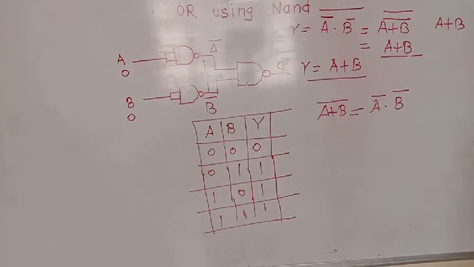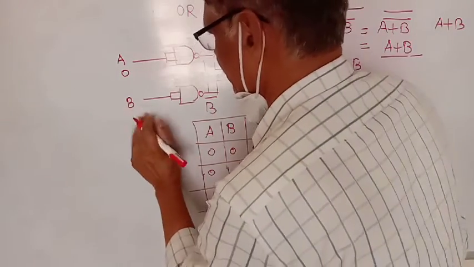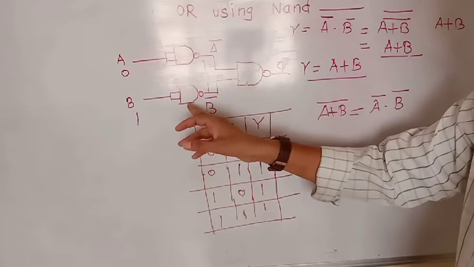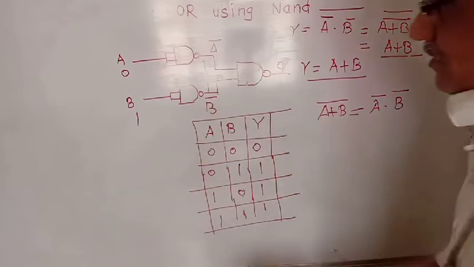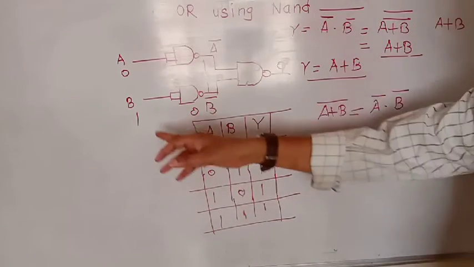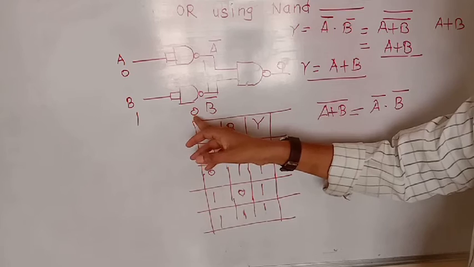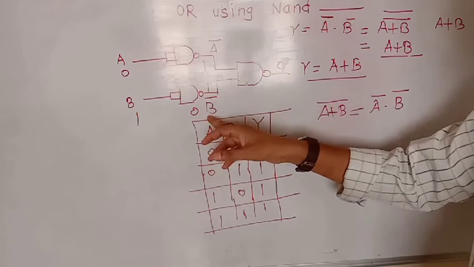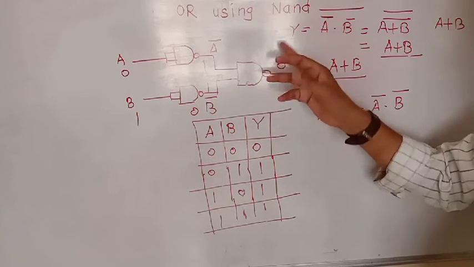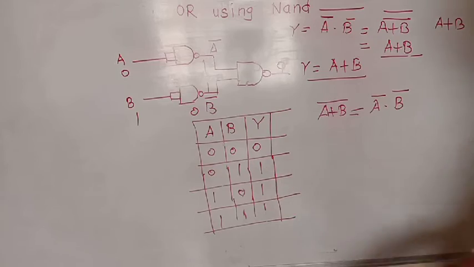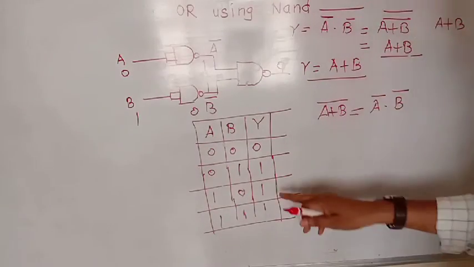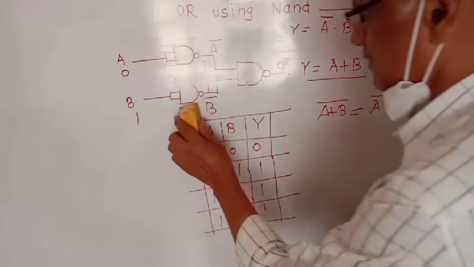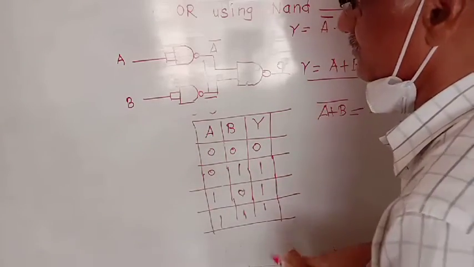Now suppose input A is equal to 0 and B is equal to 1. Then here we get 1. Here the output of the second NOT gate is 0, because 1 is inverted by this NOT gate, so we get 0. Then 1 and 0 are the inputs of the third NAND gate. So 1 into 0, 0, and 0 bar, AB bar, so 0 bar means 1. Again, in the third case, when input A is equal to 1 and B is equal to 0, again we will get 1.